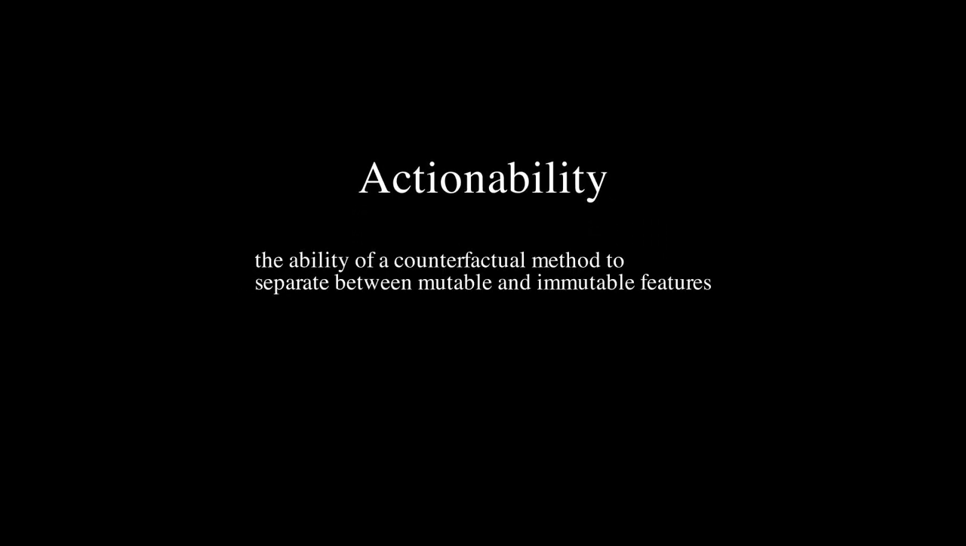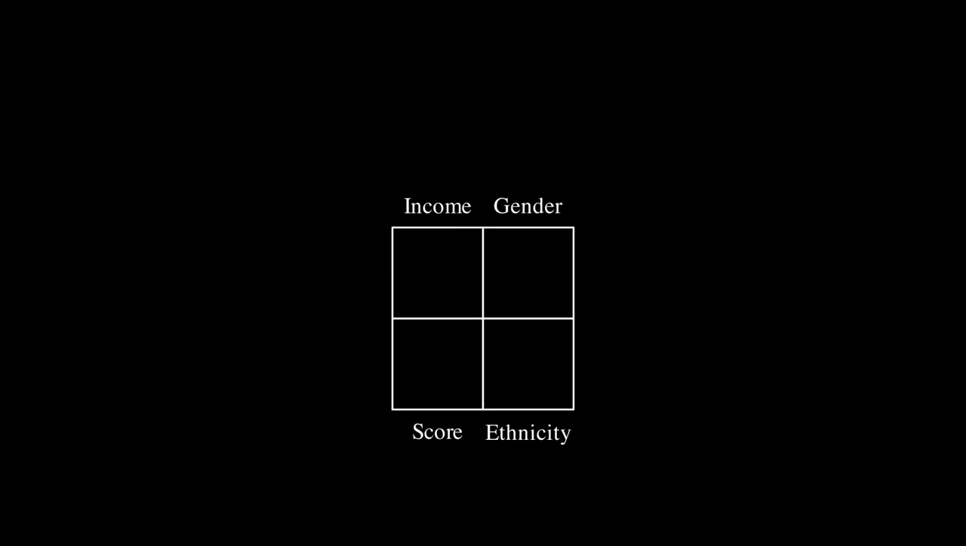Finally, let's look at the actionability property. Actionability can be defined as the ability to separate between mutable and immutable features. Although from a mathematical point of view the previous definitions might seem sufficient, from an explainability point of view we must account for features that shouldn't change.